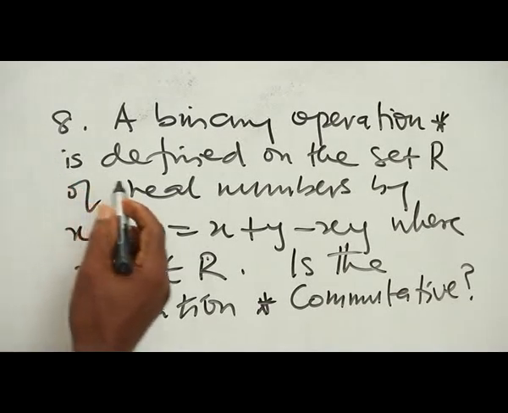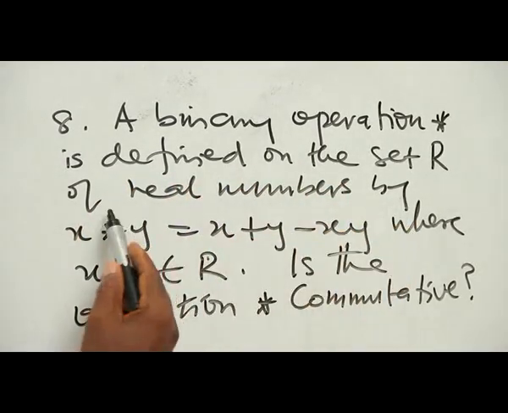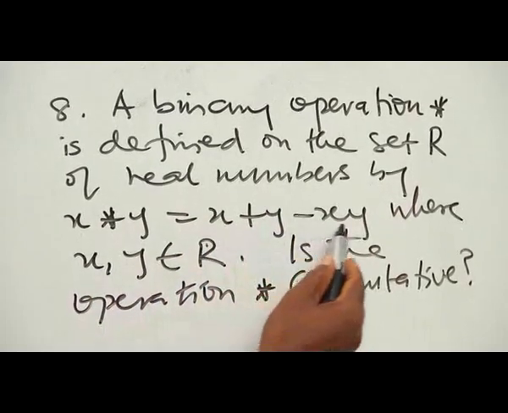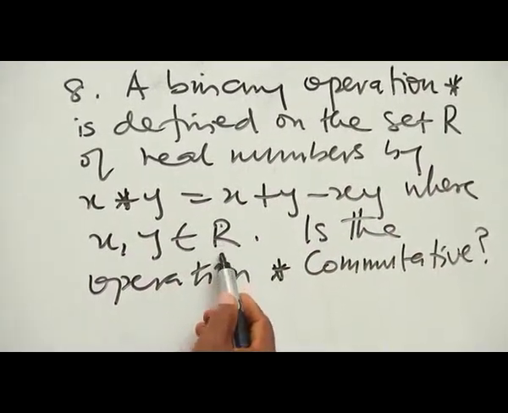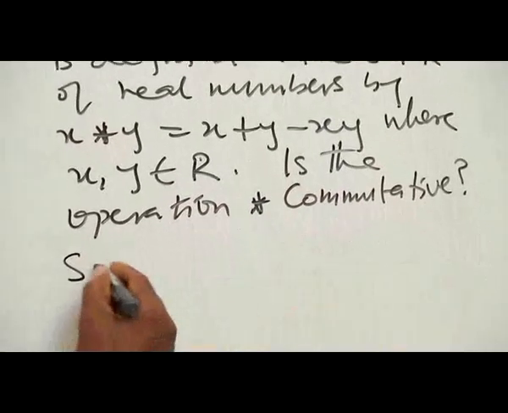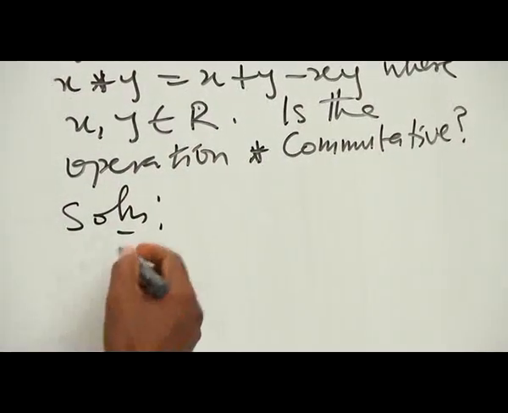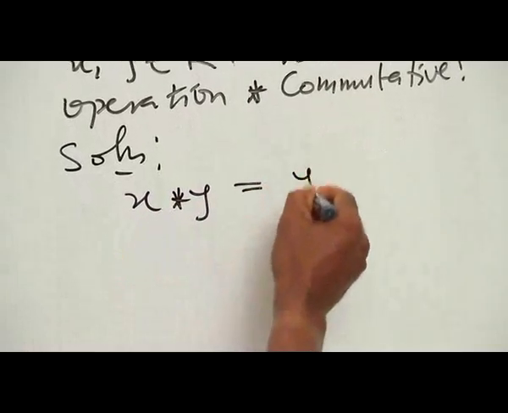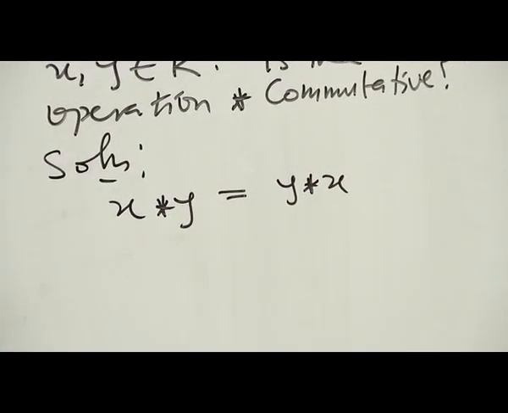Question number 8. The binary operation star is defined on the set R of real numbers by S star Y equal to S plus Y minus SY, where S, Y belong to R. Is the operation star commutative? Solution. For commutativity, if S operated on Y is equal to Y operated on S, then we say that the operation star is commutative.